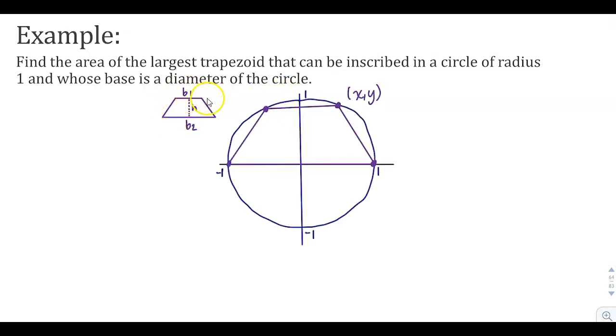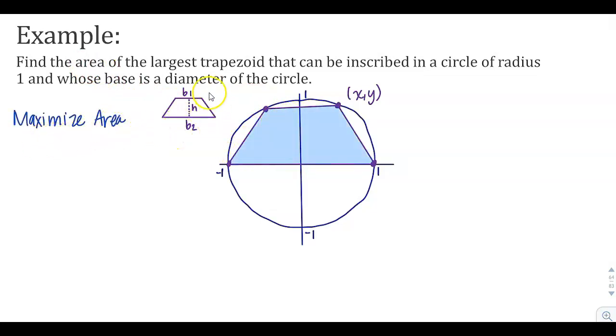As a reminder, a trapezoid has a base 1, a base 2, and a height. So I've drawn a trapezoid inside of a circle of radius 1. The circle is on the xy plane, so we can clearly see that the radius is 1, with the base along the diameter of the circle. So remember that we are trying to maximize the area.